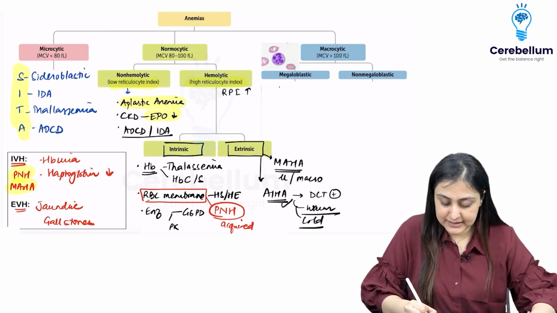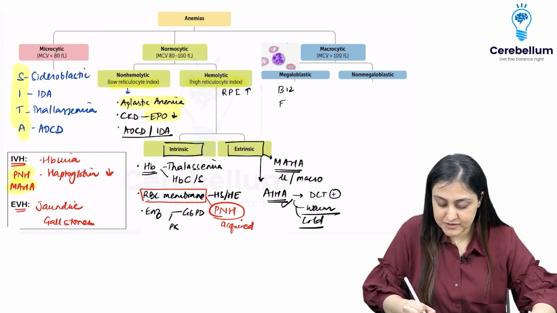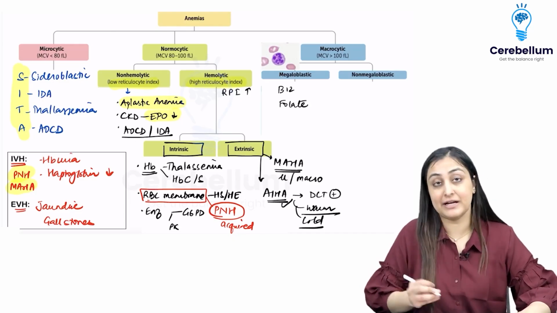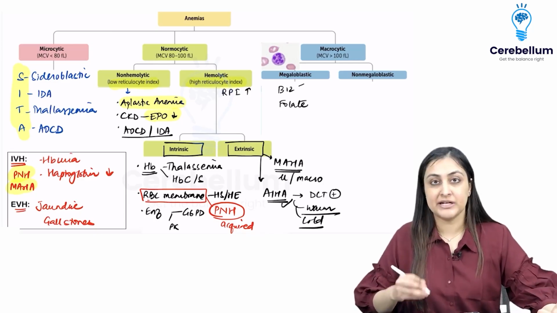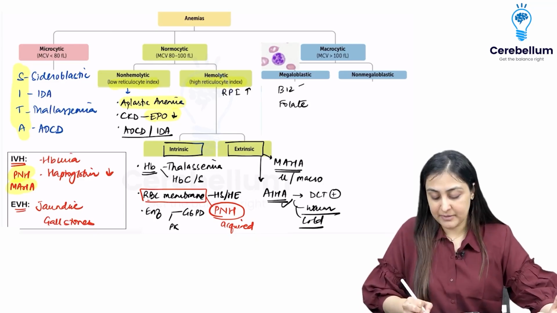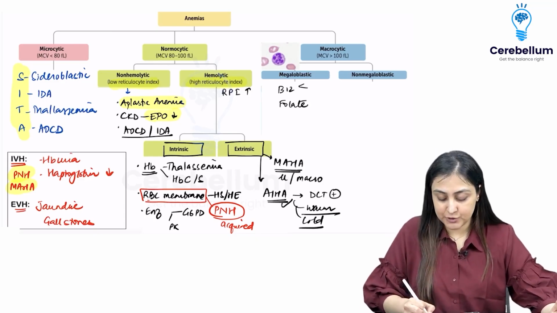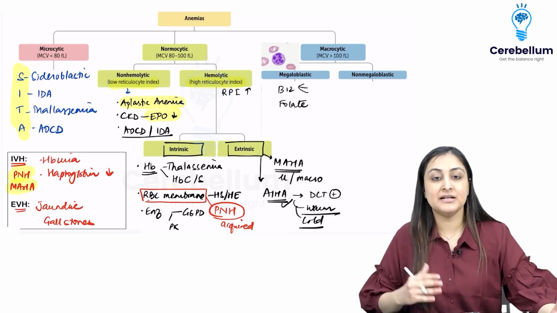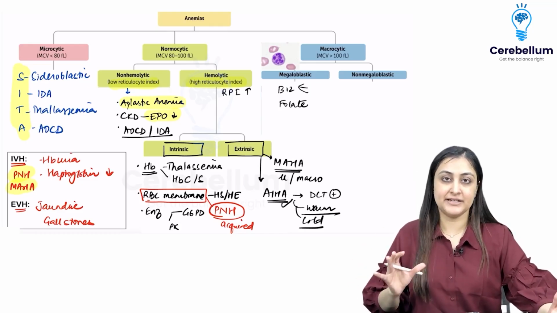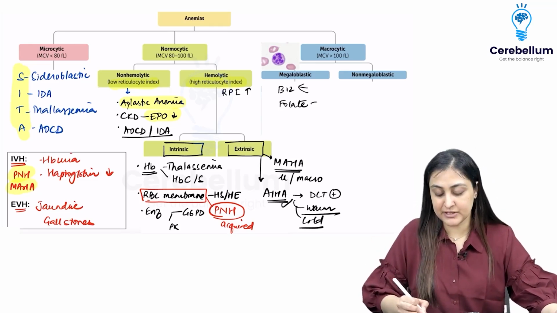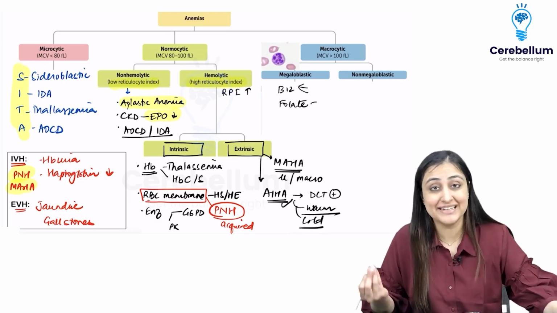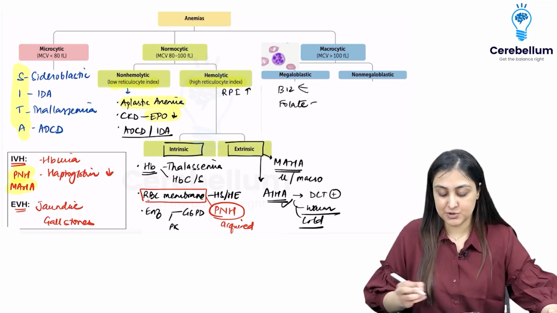So megaloblastic anemia, the two most important causes that you want to remember would be B12 and folate deficiency. The histories you already know. B12 is somebody who's probably a vegan. It could be somebody who has pernicious anemia. It could be somebody who has ileal disease, right? So these are the related things with B12 deficiency, whereas in folate deficiency you'll get somebody who's eating a lot of junk food, not eating green vegetables properly. So that would be the history.